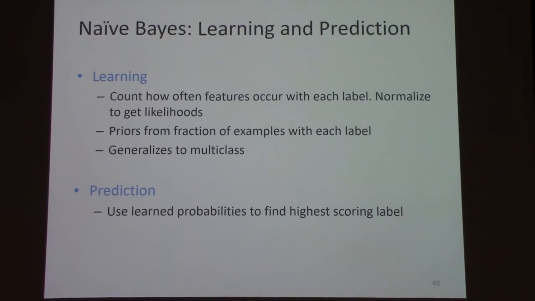It also, as we just saw, generalizes to multi-class classification. Very trivial because it's just counting. Prediction is, once you have the probabilities, you can either predict just the probabilities or you can find the label that is most probable and call that the prediction. So that's the easy part.